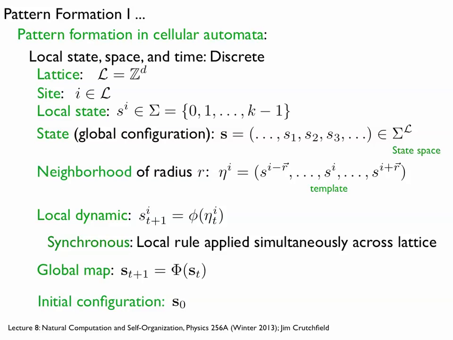Phi gets applied in the lattice simultaneously across the whole lattice. Can I ask another question? Certainly. Is the difference between the discrete and the continuous case, is this local dynamic basically that it will be a continuous function for the continuous maps? That's one difference, yeah.